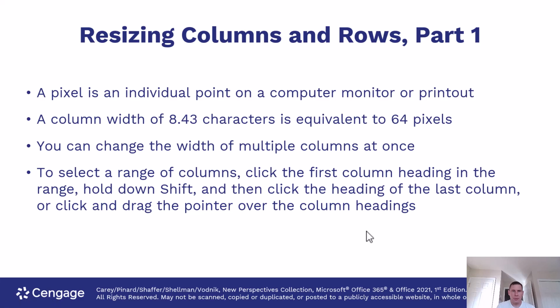All right. So about resizing columns and rows. A pixel is an individual point on a computer monitor or printout. You've probably heard something is pixelated, right? A column width of 8.43 characters is equivalent to about 64 pixels.